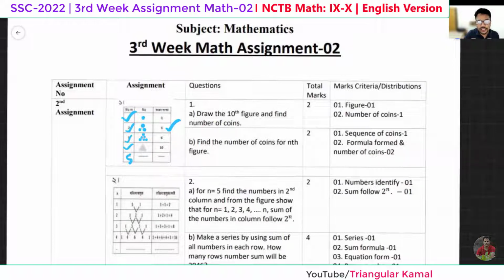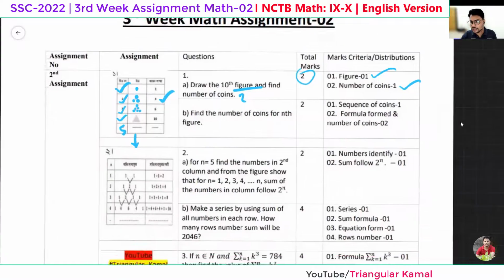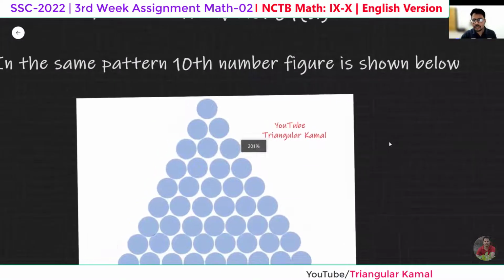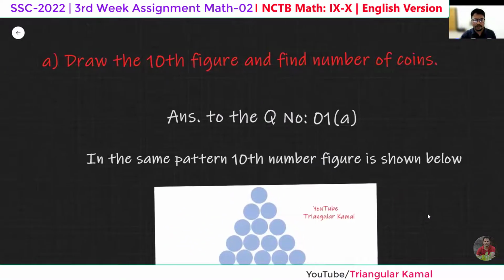Now our requirement is to draw the 10th figure. That means in the same way, we have to draw the 10th figure and find the number of coins. If we draw the figure, we will get 1 mark, and if we identify the number of coins, we will get another 1 mark. So the total marks is 2. Let's see the first diagram. What is the answer here? The first question requires us to draw the 10th figure and find the number of coins.